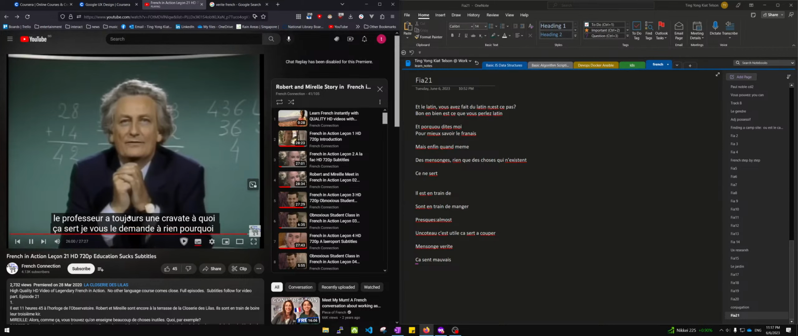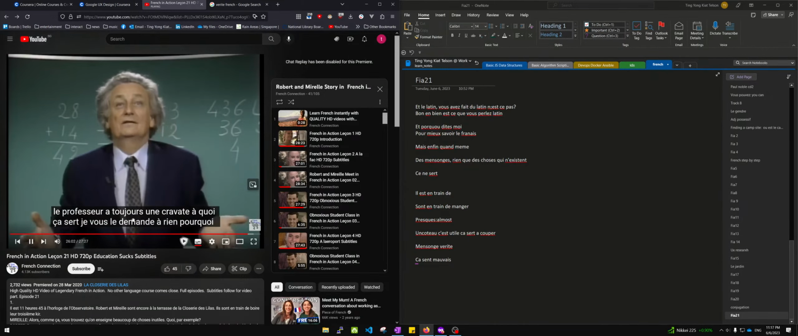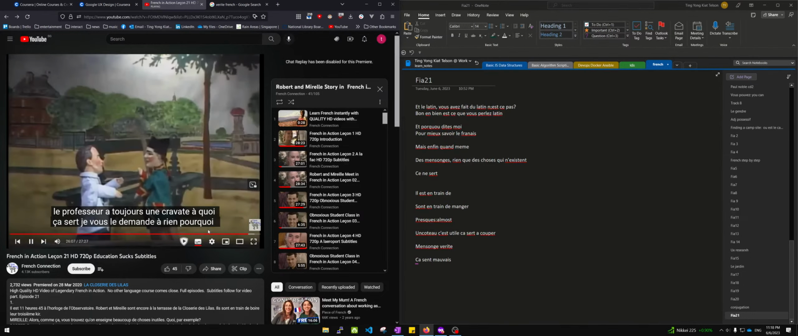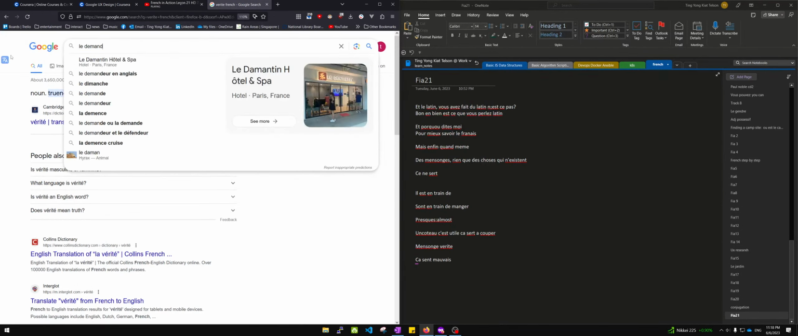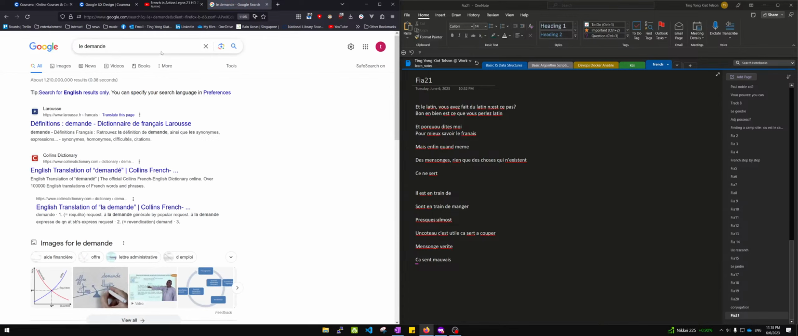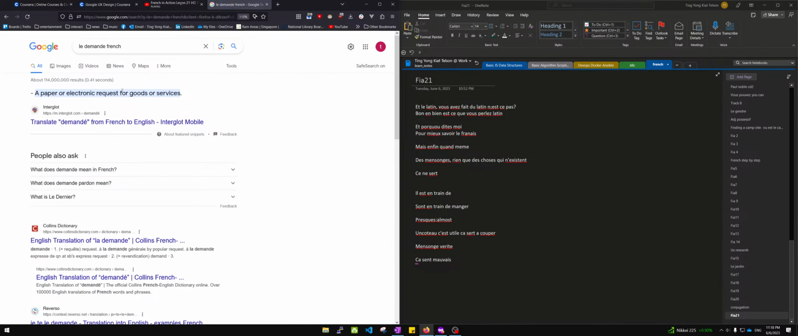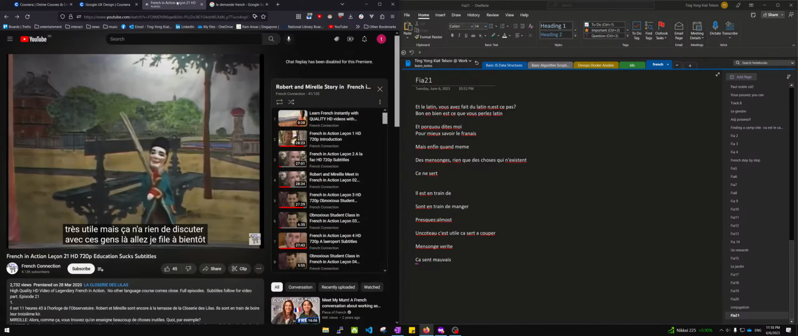Maintenant, regardez. Pourquoi est-ce que le professeur a toujours une cravate? Hein? À quoi ça sert? Je vous le demande. À rien. Pourquoi est-ce que vous avez toujours un bâton? À quoi ça sert? Mais c'est très utile, monsieur Robert. Mais non. Mais si. Ça ne sert à rien de discuter avec ces gens-là. Allez, je file. Au revoir. À bientôt.